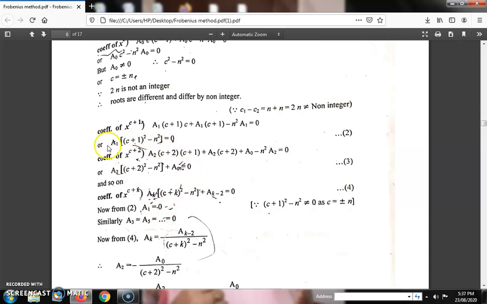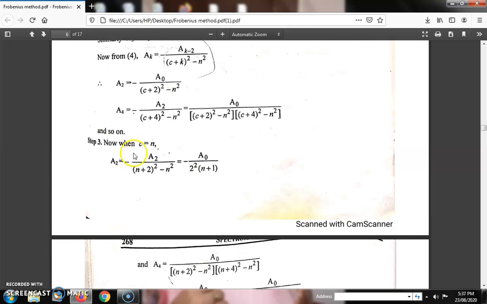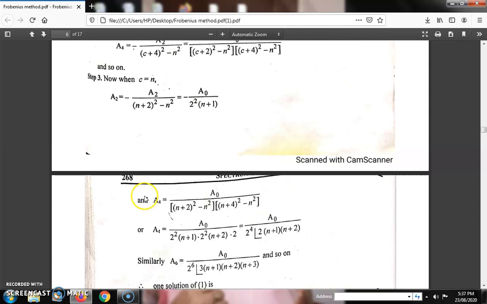Why? Because either this term is 0 or that term is 0. But (c+1)^2 minus n^2 cannot be 0, since c is plus or minus n. So a1 is 0. Similarly, you will get a3, a5, all odd coefficients equal to 0. From the fourth equation, ak in terms of ak-2, you can get a2, a4, and so on. Because we have two values of c, you first put c equals n, then you will get a2, and similarly a4.